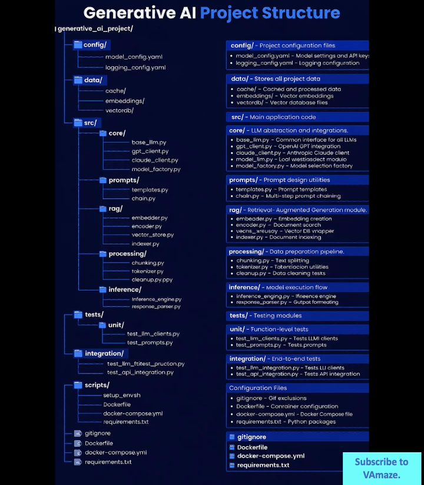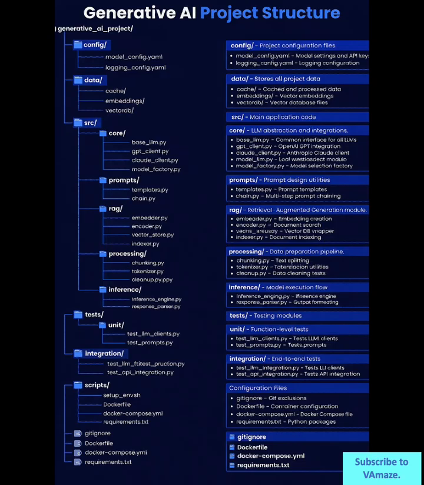The processing module runs your data preparation pipeline. Chunking.py splits documents into optimal chunks, not too big to lose context, not too small to lose meaning. Tokenizer.py provides tokenization utilities, breaking text into tokens the LLM understands. Cleanup.py handles data cleaning tasks, removing noise, normalizing formats, preparing raw data for embedding.